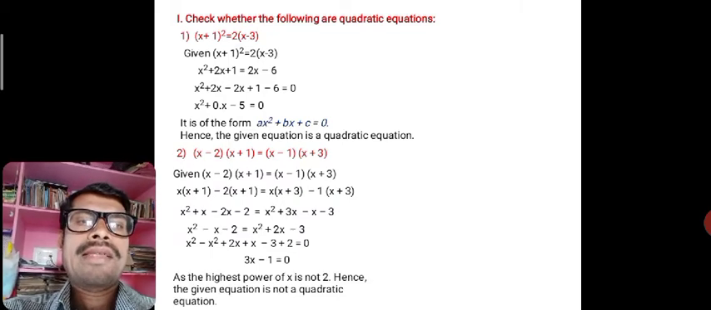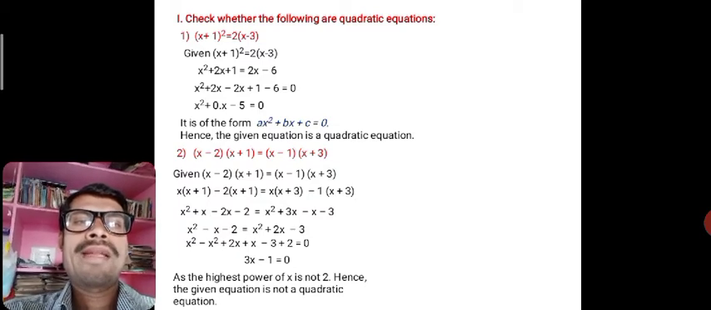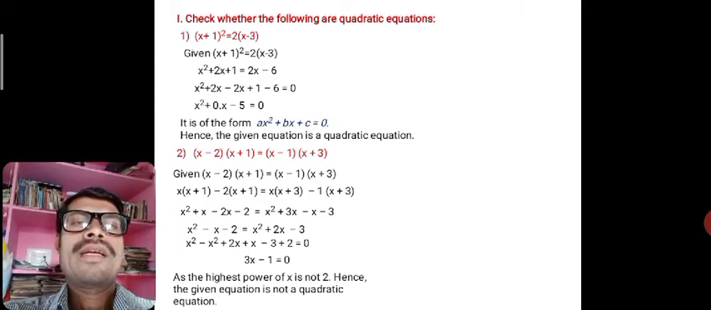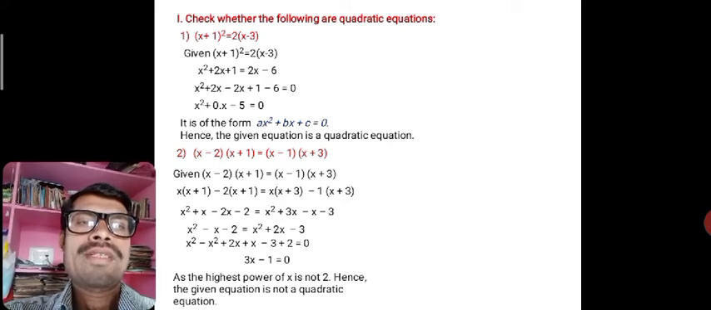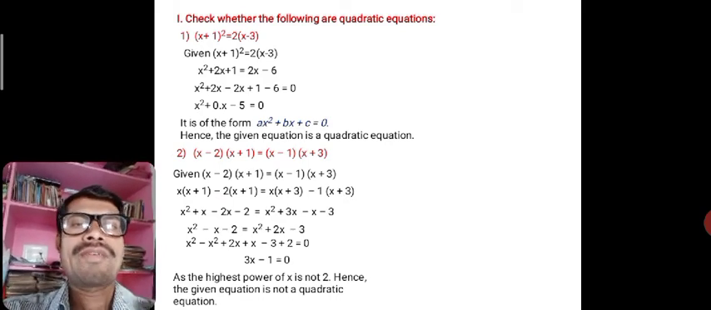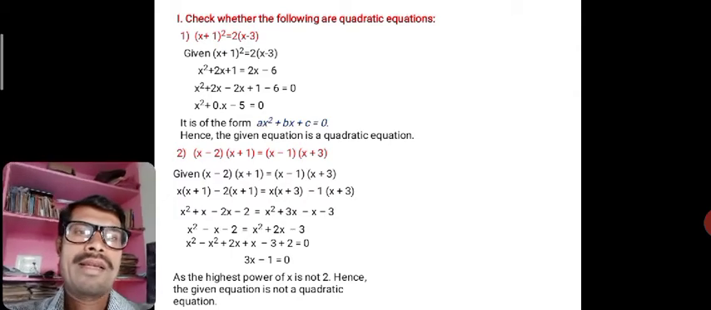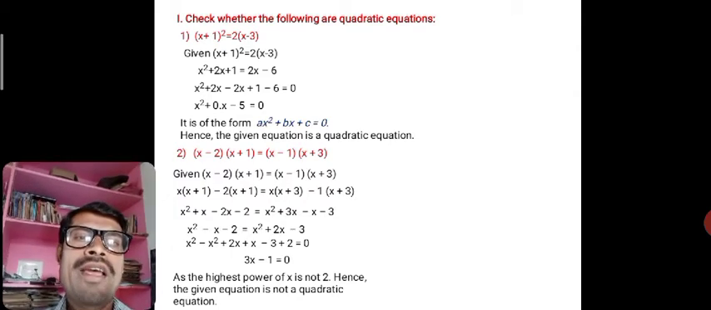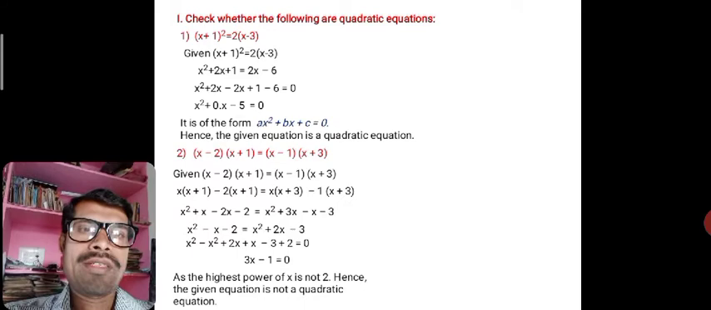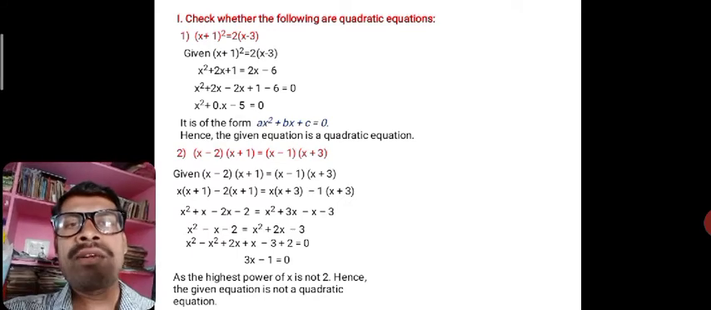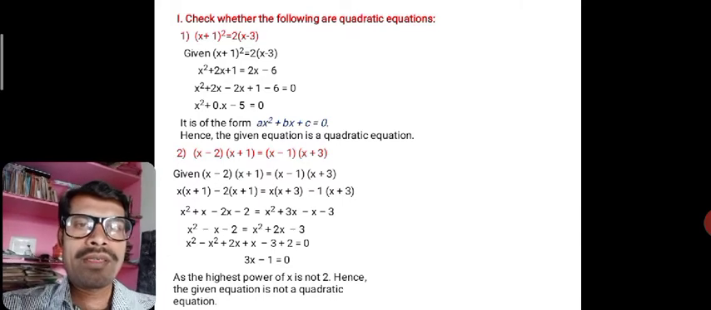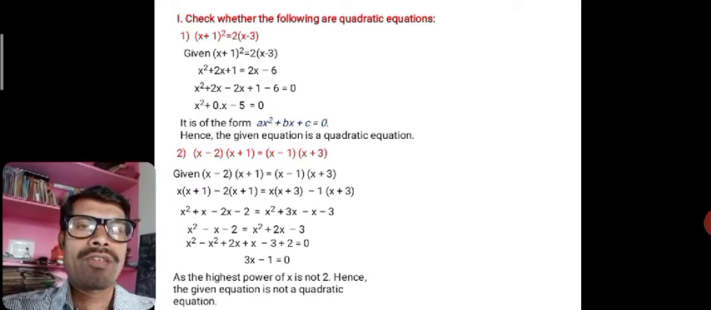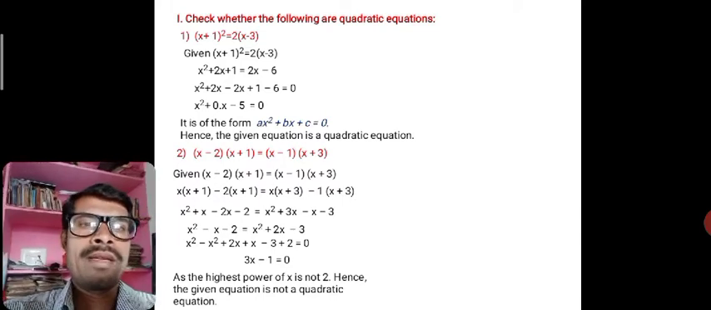That means the highest power of the variable x is not 2. This is 1, no? 3x minus 1. The power of x in this equation is 1. It is a linear equation, not a quadratic. Hence, the given equation is not a quadratic equation. This does not resemble the standard form also, that is ax square plus bx plus c is equal to 0. It means it does not follow the definition or standard form here.